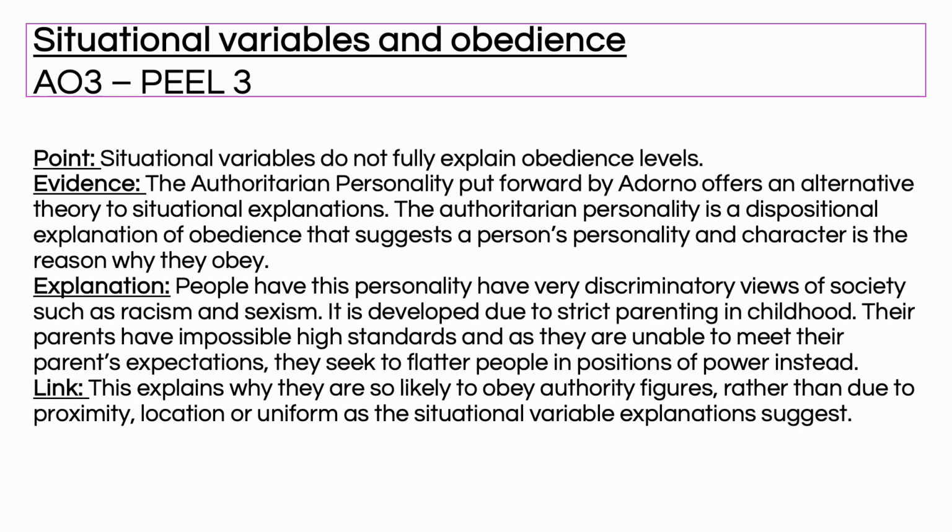And lastly, situational variables are only a partial explanation. They don't fully explain obedience levels. I've got the authoritarian personality from Adorno, which will be in a separate video, which actually suggests that people obey orders due to their personality type, due to how they've been raised and their views in society, often developed from a result of strict parenting in childhood and not being able to please parents, so then trying to please and flatter people in positions of power instead. So that alternative explanation might be a better one than situational variables.